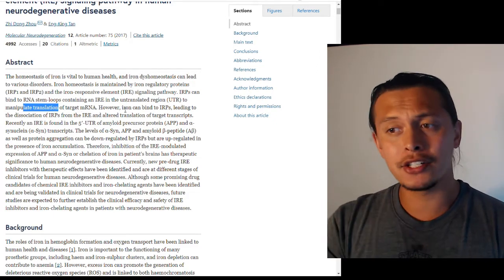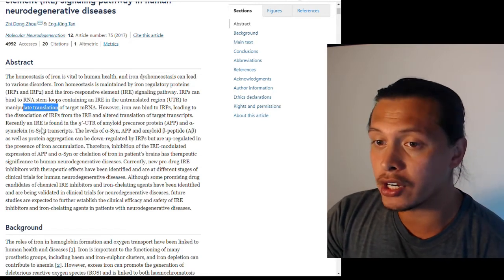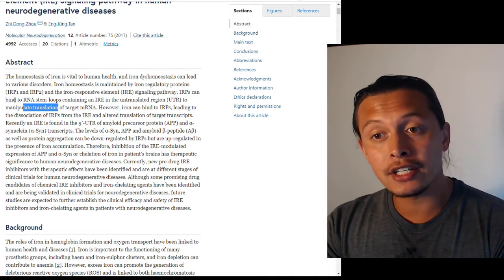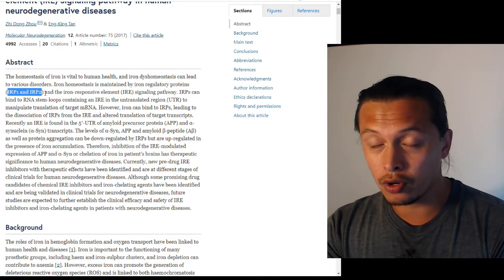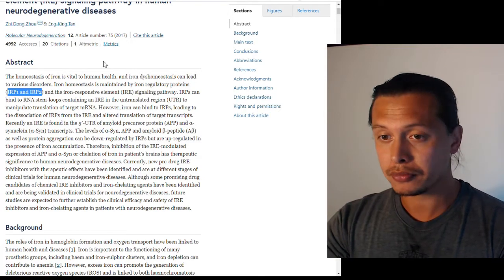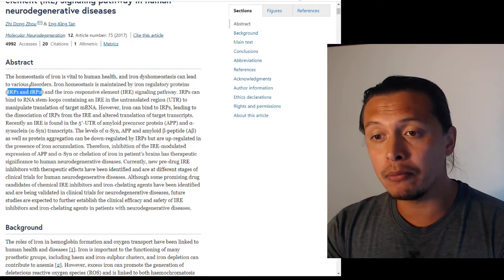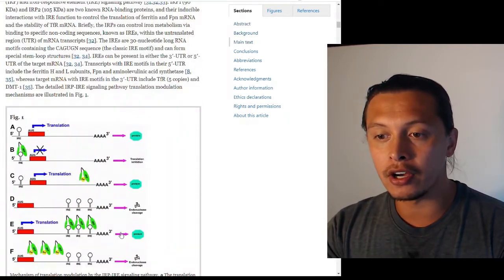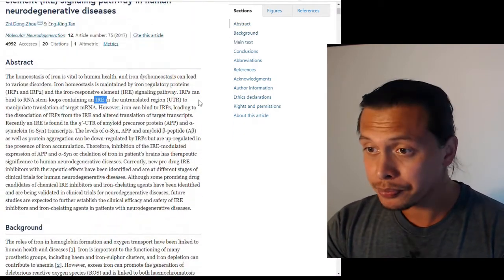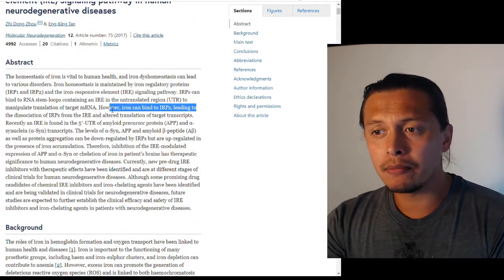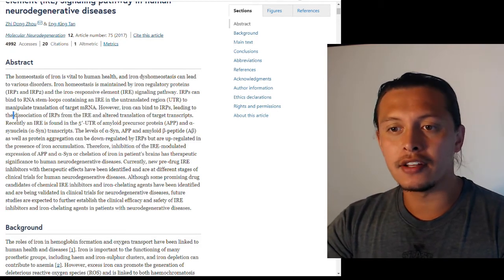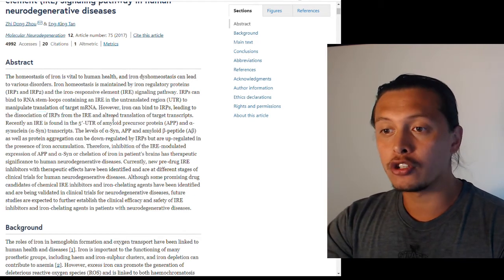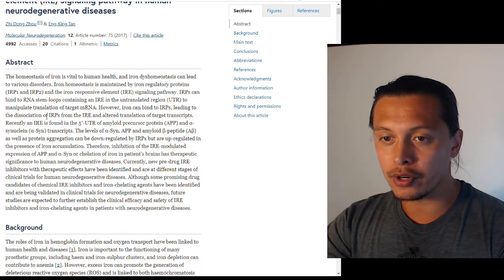However, iron can bind to IRPs, leading to the dissociation of IRPs from the IRE. So what's happening is, if you have iron within the cell, the iron itself will then bind to these iron regulatory proteins 1 and 2, which then prevents it from being able to bind to these iron response elements. And so there will actually be a good figure down here that we can look at later. So, however, iron can bind to this, and then the dissociation, or it falling apart, of the IRPs from the IRE alters translation of target transcripts.